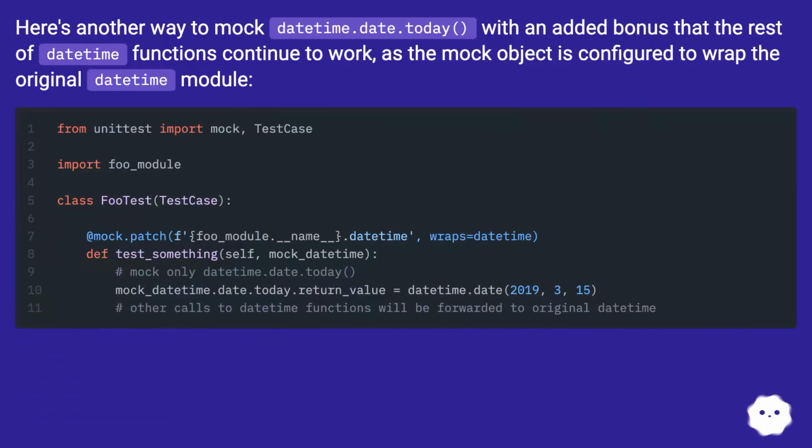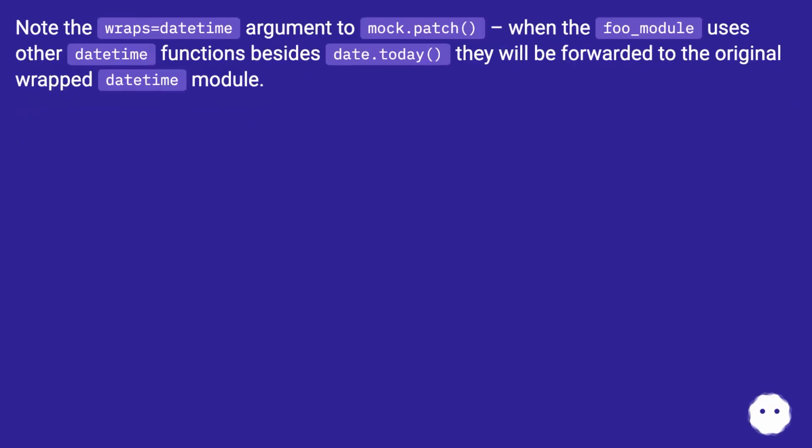Here's another way to mock datetime.date.today with an added bonus that the rest of datetime functions continue to work, as the mock object is configured to wrap the original datetime module. Note the wraps=datetime argument to mock.patch. When the foo_module uses other datetime functions besides date.today, they will be forwarded to the original wrapped datetime module.